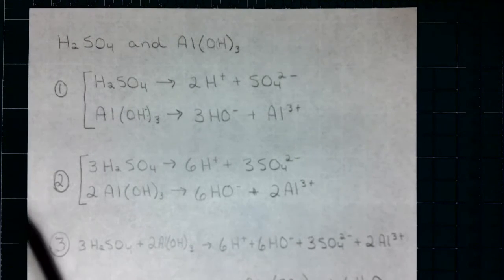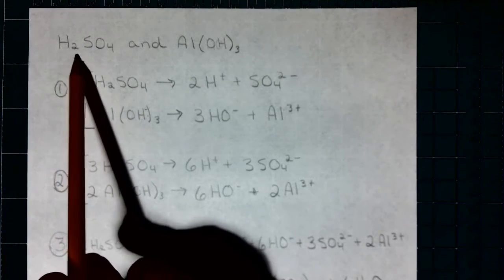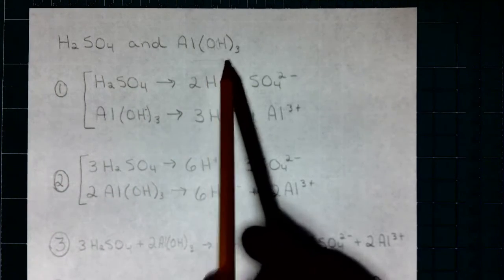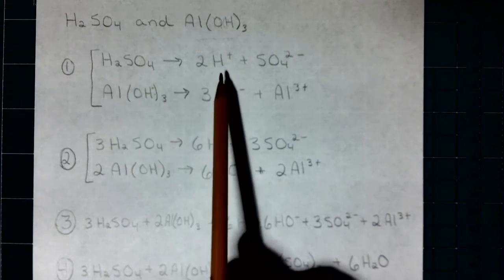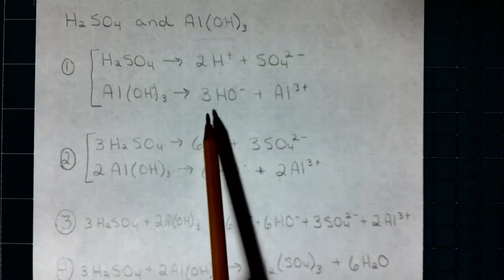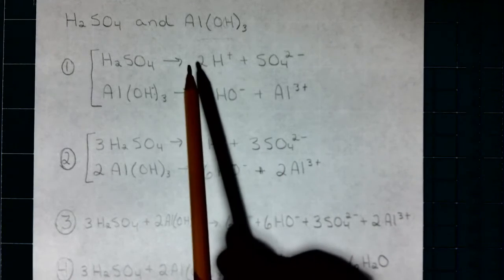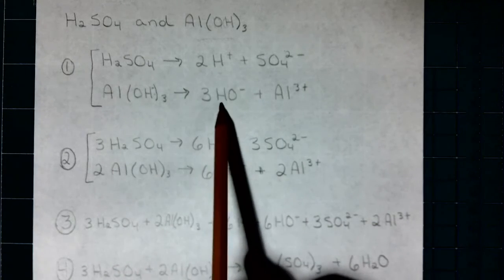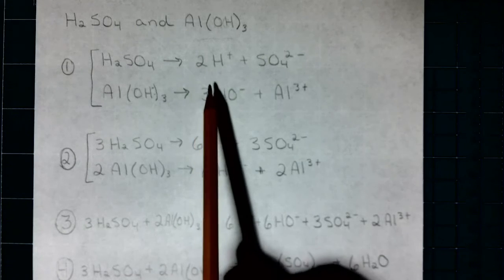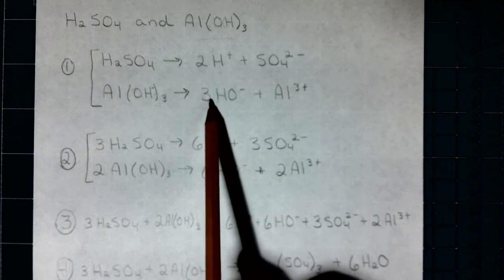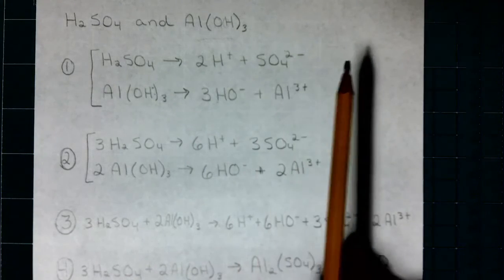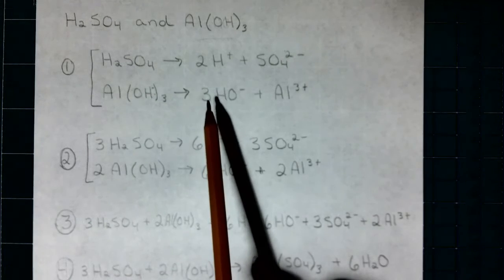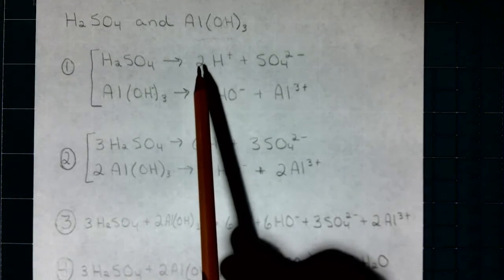Let's take a look at one that's going to be a little trickier. We have sulfuric acid and aluminum hydroxide this time. We write out our equations and we see we have 2 protons here and we have 3 hydroxides here. Now, I can't really multiply this by any number to get me to 3. Because this one's kind of tricky, I need to find the least common multiple between 2 and 3. So the smallest number that has both 2 as a factor and 3 as a factor, and in that case, this is 6.